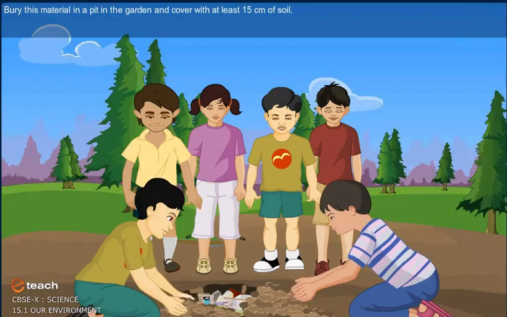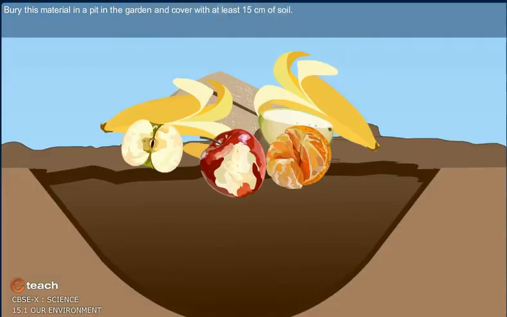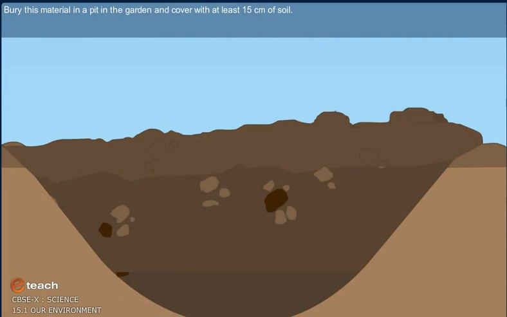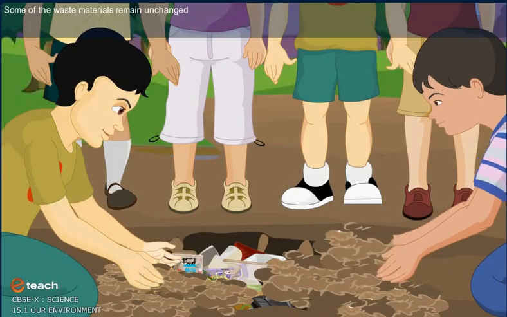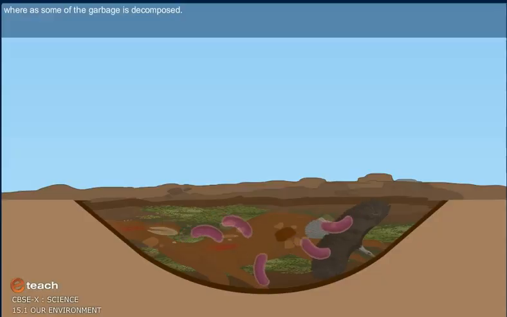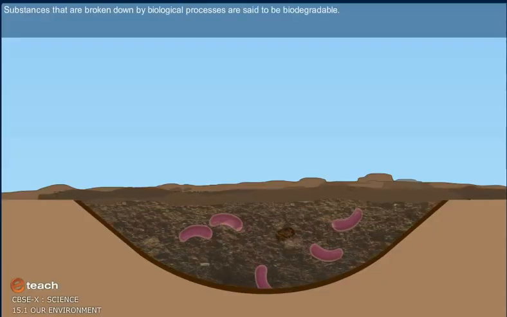Bury this material in a pit in the garden and cover it with at least 15 centimeters of soil. Keep this material moist and observe at 15-day intervals. Some of the waste materials remain unchanged, whereas some of the garbage is decomposed.